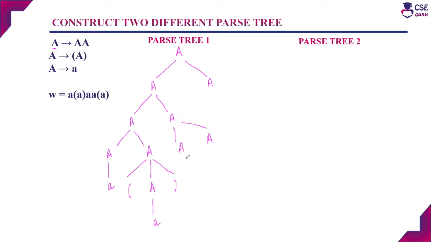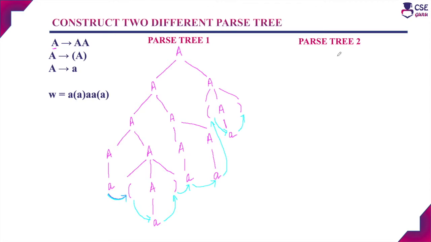And for this non-terminal A, we will apply the production rule A derives A. And for this non-terminal, we will apply the production rule A derives A. And for this non-terminal A, we will apply the production rule A derives open bracket A close bracket, and then for this non-terminal we will apply the production rule A derives A. So now we have derived the string A, open bracket A close bracket, A, open bracket A close bracket. So we have derived the string using the first parse tree.